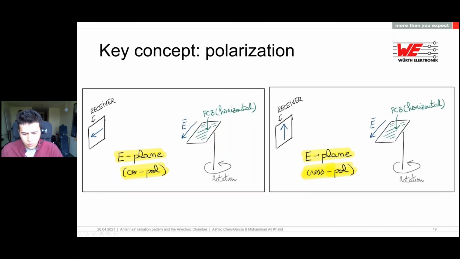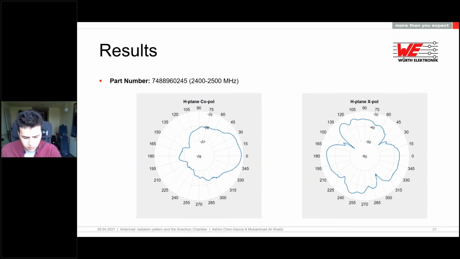Now we will have an overview of the real results. These diagrams correspond to one of the new antennas, the 748-896-0245, which works in the range of 2.4 to 2.5 gigahertz. All the diagrams show the rotation along the 360 degrees, and they are expressed in dB. I would like to comment that these patterns are not normalized. We will see the normalized patterns later on.